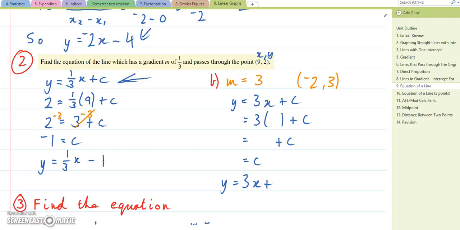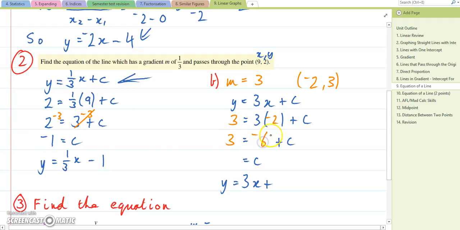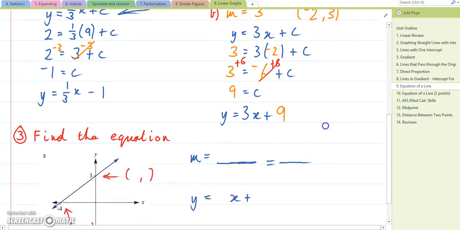Same thing again, we've been given the gradient of 3 here and a point negative 2, 3. So at this point, we're subbing in our y value, in this case negative 2. We can then leave 3 here. 3 times negative 2 is negative 6. And if I add 6 to both sides, we get 9 equals c, and we can put that on as our c value. So y equals 3x plus 9 is the equation.